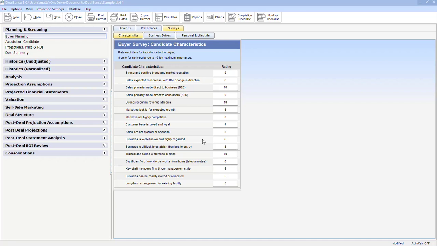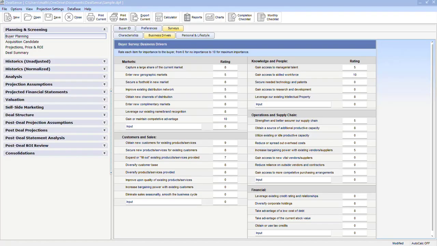The deal planning and screening module includes 3 surveys that will later be used to evaluate a potential candidate. The first is used to rate the importance of 16 characteristics by degree of importance. The business drivers survey includes 8 market factors, 8 sales factors, 5 IP factors, 8 supply chain factors, and 5 financial factors. Each group also contains a custom user-defined input.